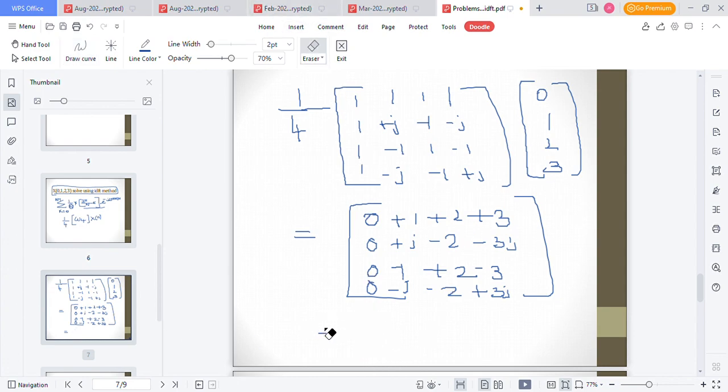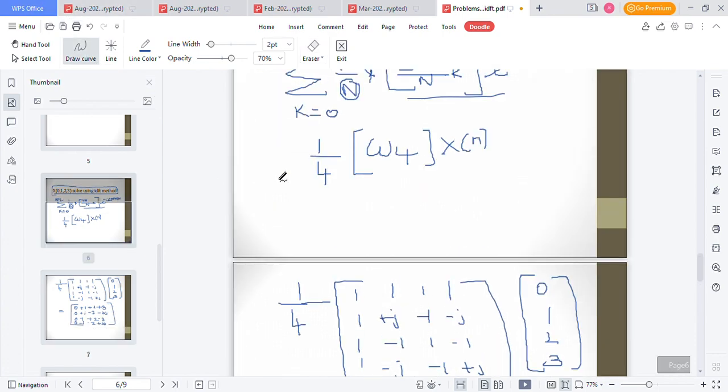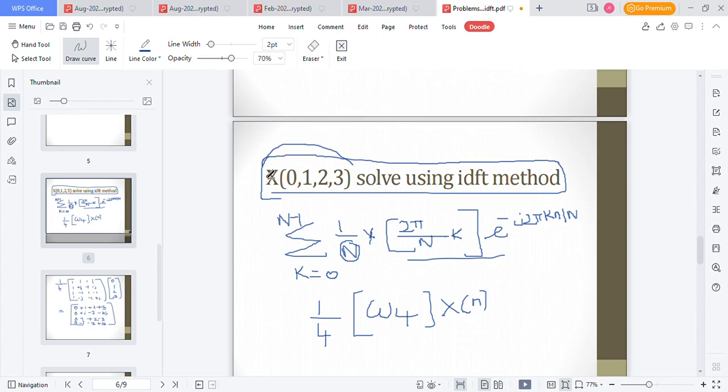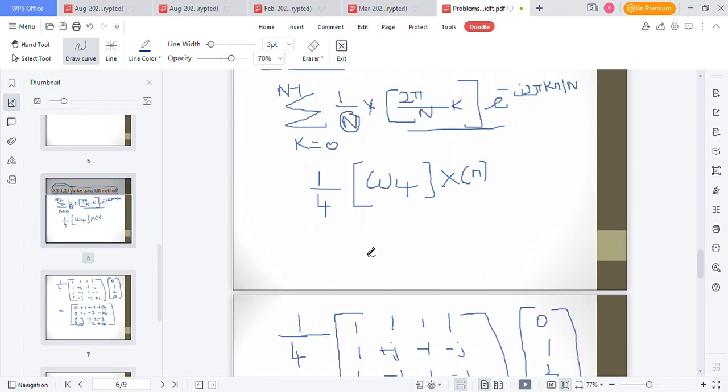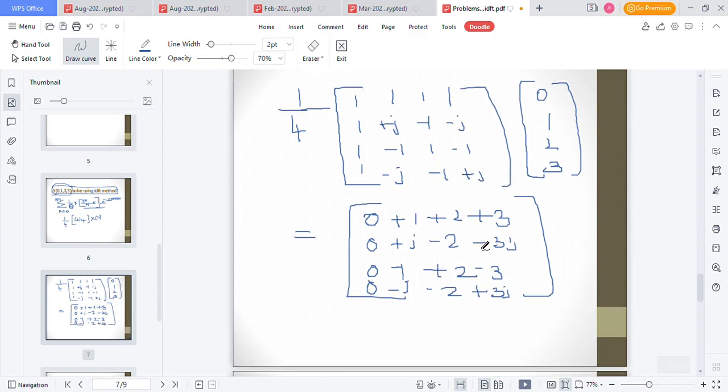We are just trying to get the same resultant. What is the IDFT? Whatever result I get from my IDFT, I have to get the resultant back. So if I do the DFT, I'll get this resultant for my DFT.